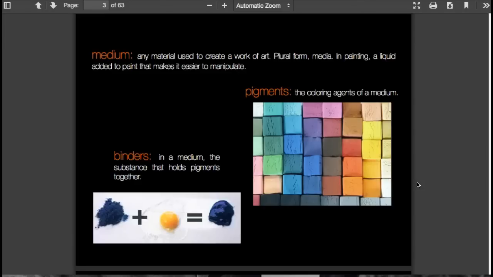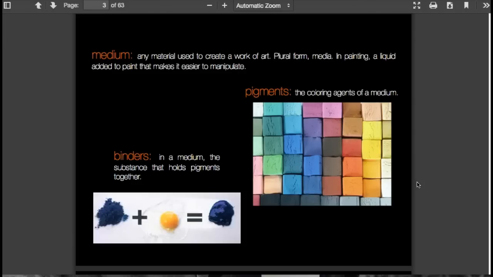So we have this word medium that you've probably heard me say on several occasions in these lectures. This is any material used to create a work of art. In the plural form, we call this media. So in painting, a liquid added to paint that makes it easier to manipulate is what we call the medium. But when we're talking about medium in art in a broad sense, we might say the medium is oil on canvas. The medium is bronze. The medium is mixed media or collage. So whatever the art is made from, that is the medium.